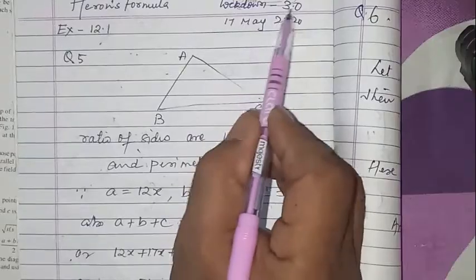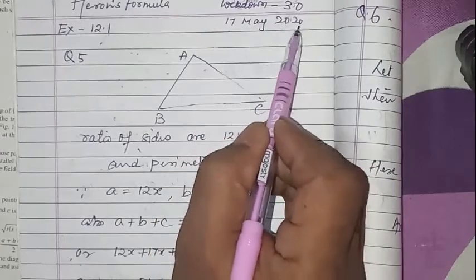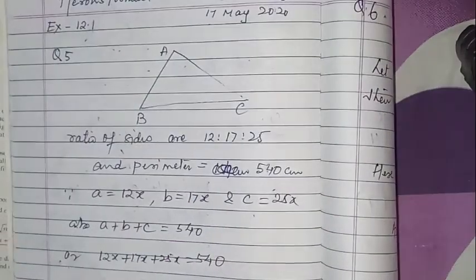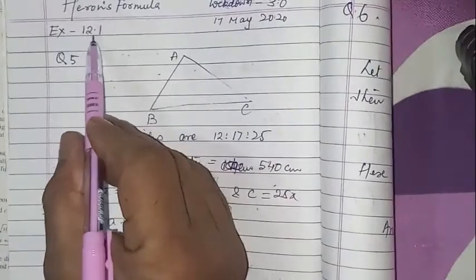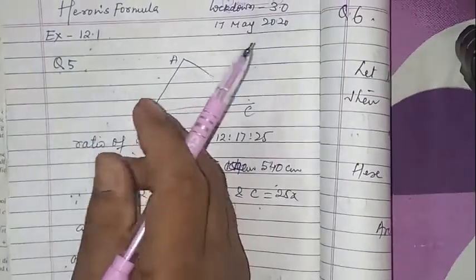Okay, come lockdown 3.0, 17 May 2020. You have completed up to question number 4. Now we'll see 12.1 question number 5.